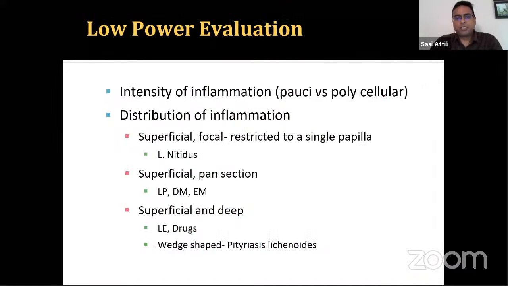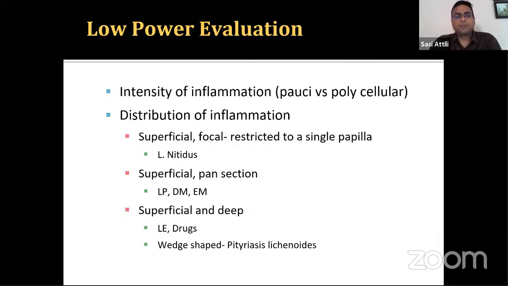So the distribution of inflammation: if it's superficial, focal, restricted to a single papilla, or superficial pan section, like in lichen planus, dermatomyositis, erythema multiforme; superficial and deep, like in lupus, drugs. Is it superficial and deep and wedge shaped, like in pityriasis lichenoides?